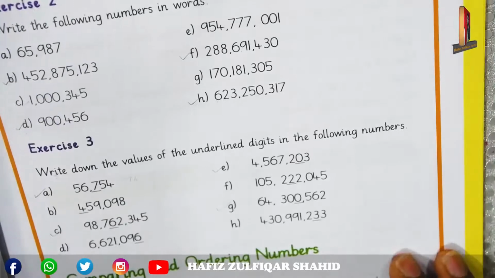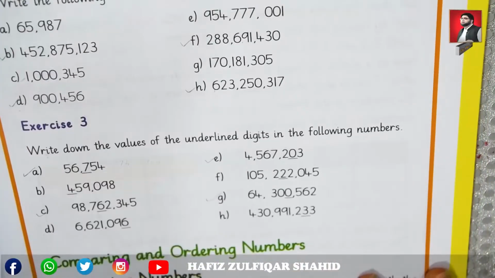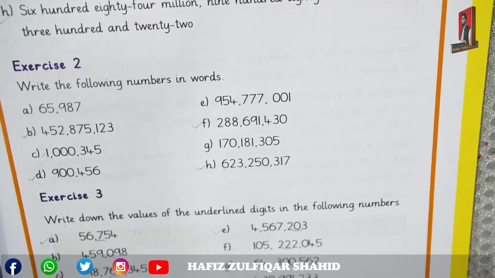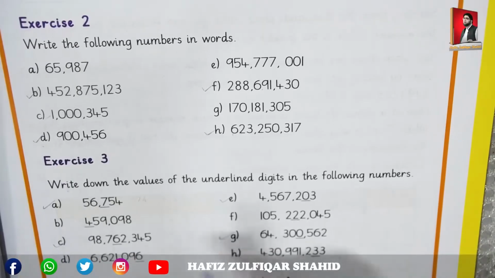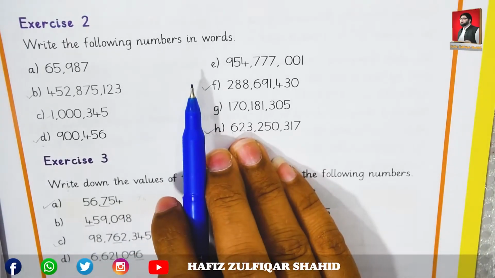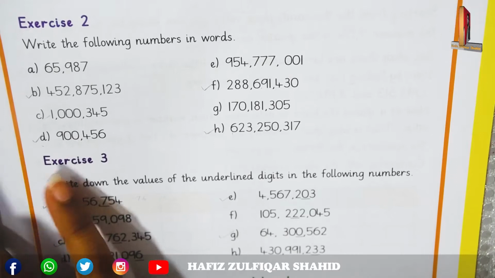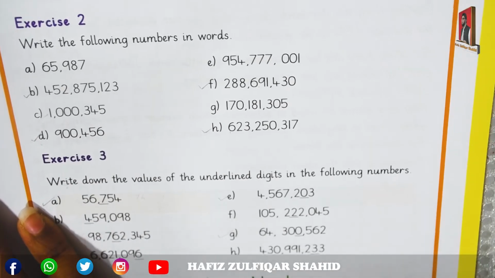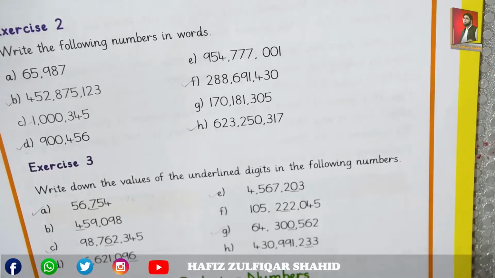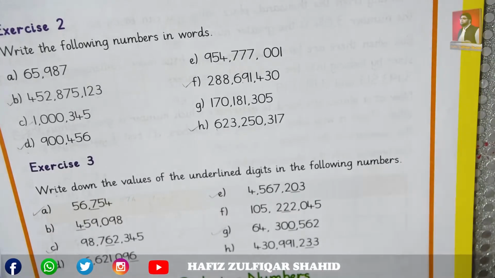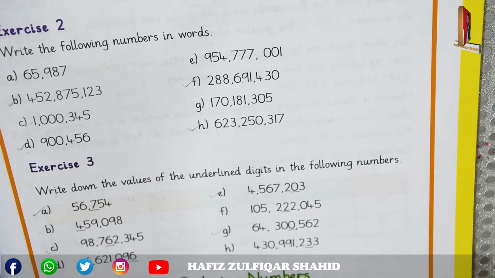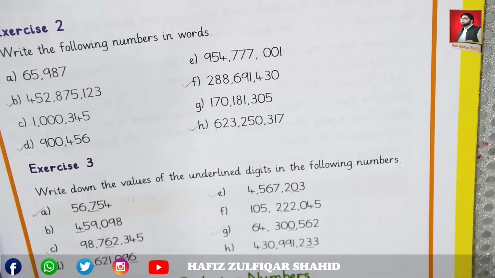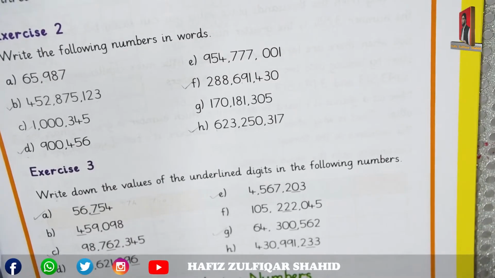And let's move to exercise 2. Write the following numbers in words. Now what we have to do? We have to write the given numbers in words. Let's practice some of them.